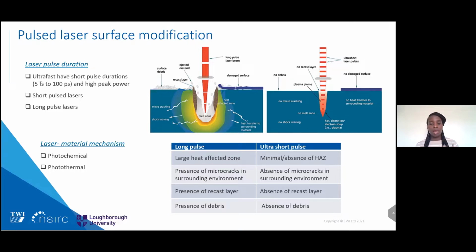So you have enough time for ionic collision, which results in a temperature rise, and then you have heat transfer through the lattice of the material, leading to heat affected zones, micro cracking, and recast layers, and also some other surface or material defects can arise from that. So we generally prefer to use short or ultra short laser pulses in our texturing.